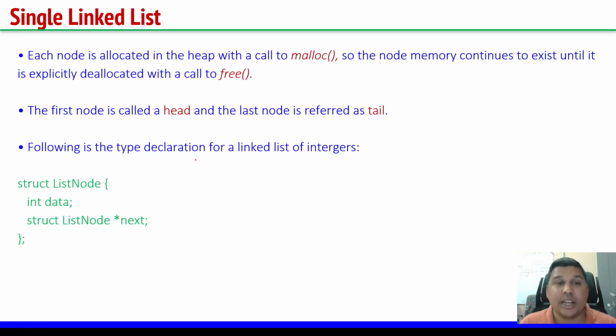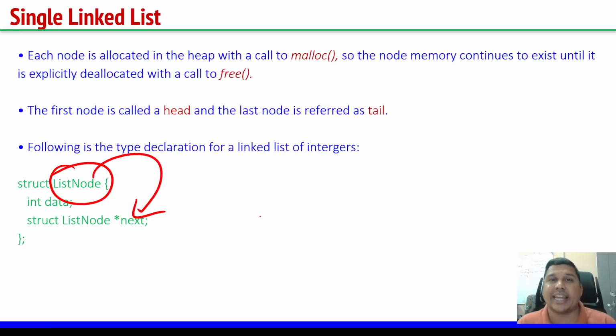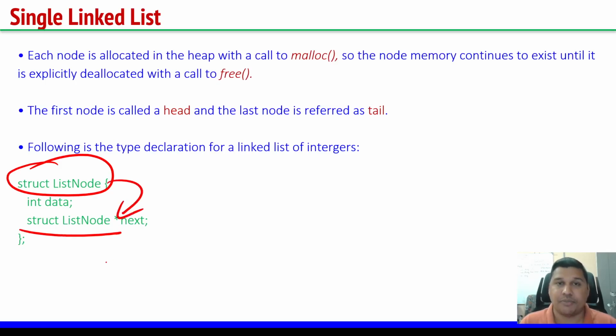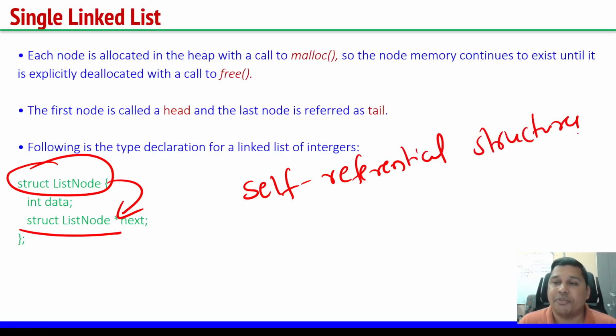And that is why in a linked list we are referring to the same structure in the structure itself, like recursion, calling the same function in the function itself. We say it is recursion. Same way, referring to this structure inside the same structure. That is why in a single linked list we use self-referential structures. Very popular interview question.